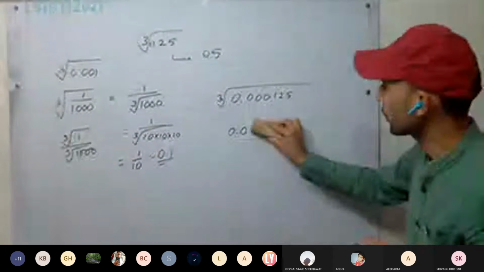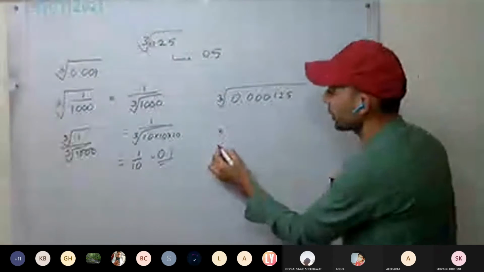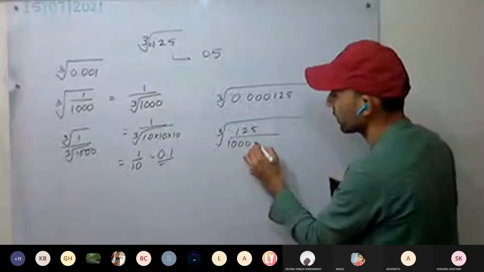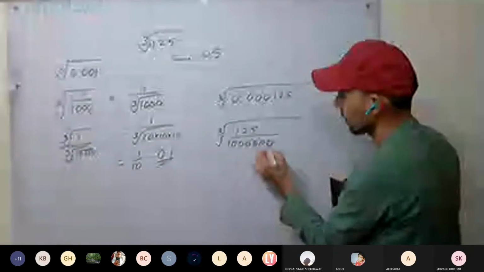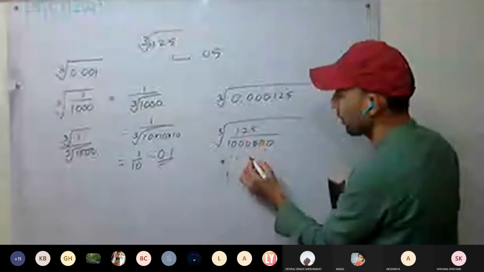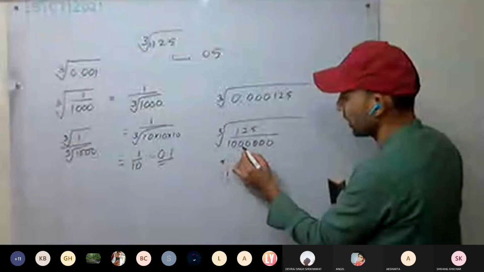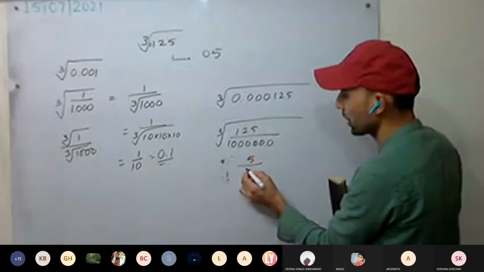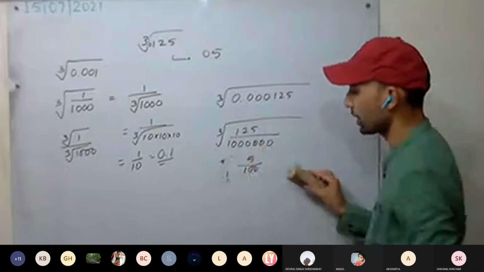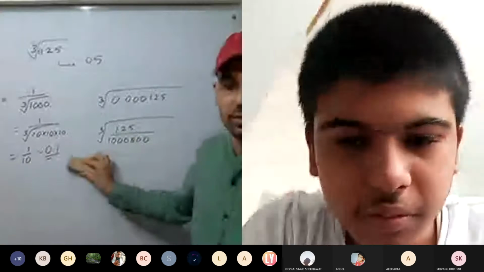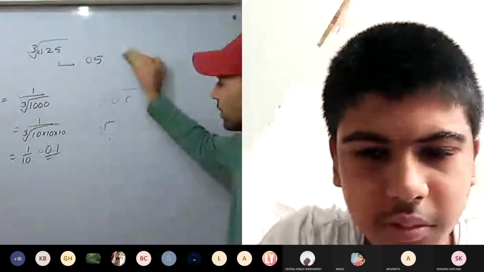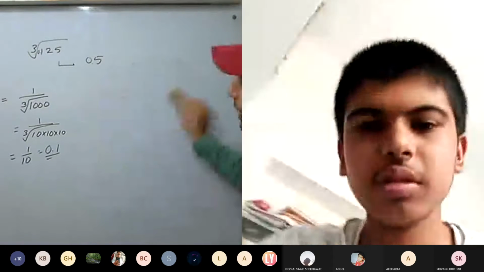If you don't get it for timing, you can do it like this. Cube root of 125 divided by 6 zeros. Now we are taking the cube root. 125 gives 5. From 6 zeros we'll take 2 outside, pair of 3, pair of 3. 5 by 100, 0.05. Understood this one? So it's all about practice. You practice them more, you'll get more idea, okay?